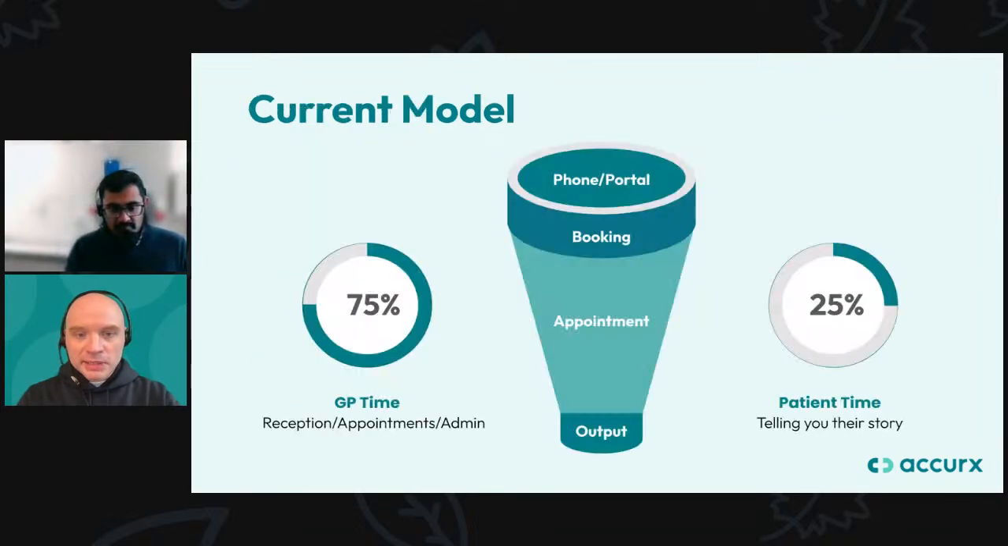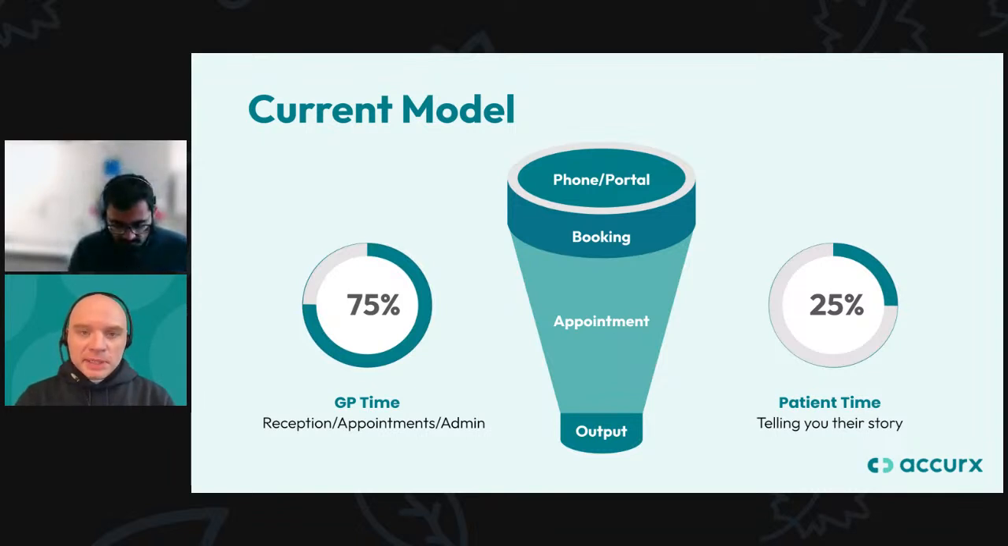So let's get into what we're talking about. This is what I would call the current model. That's meant to be a funnel in the middle. It's not the easiest thing to draw in Google Slides, but bear with me, that is the funnel. And what it represents is patient journeys through a practice. So the sizes are proportional. This is what we do currently, or most people do currently, I would say.